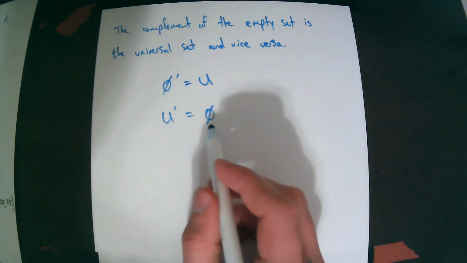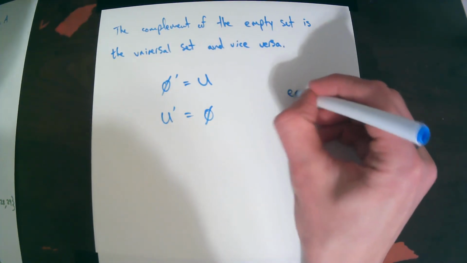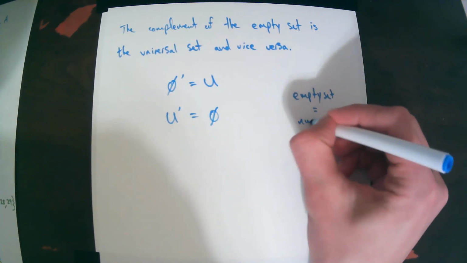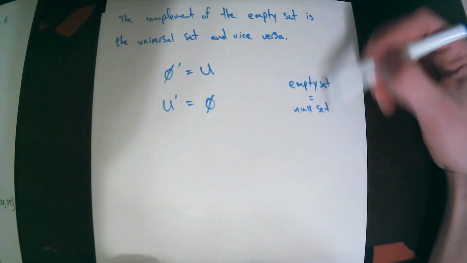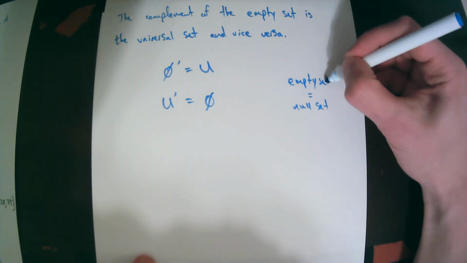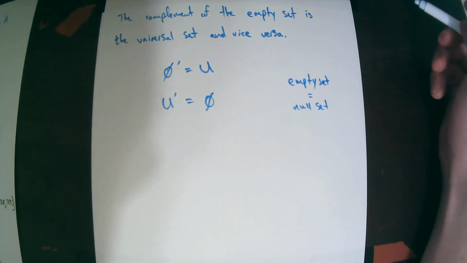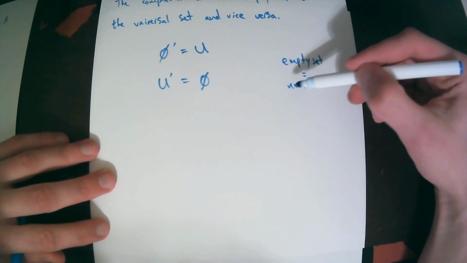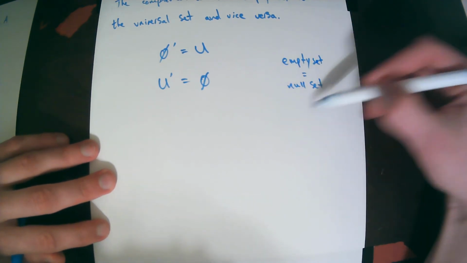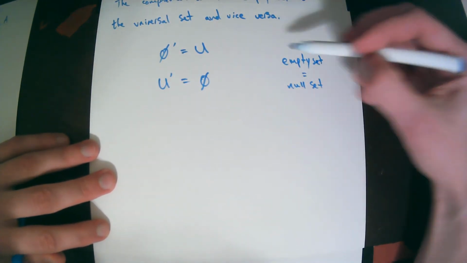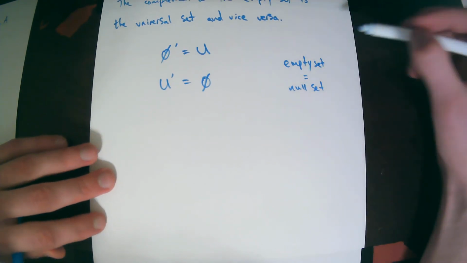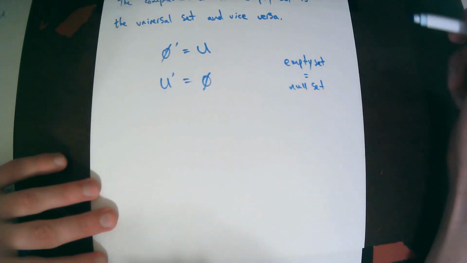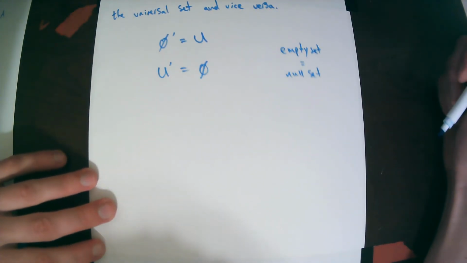In the notes, I called the empty set the null set. Just want to make a note here. Empty set is equal to null set. It doesn't matter. It's just two different names for the same thing. It's a little bit more common in math to use the word null. That's used in a lot of different contexts. Empty set is kind of just used in this context of set theory. But even set theory people will probably say null set. Null set's probably better.